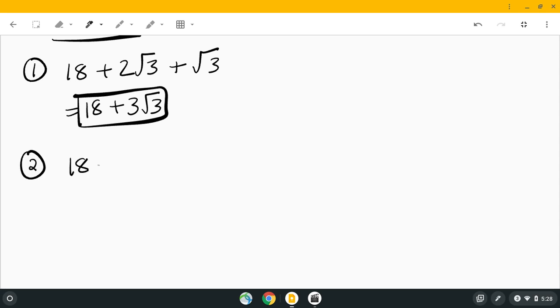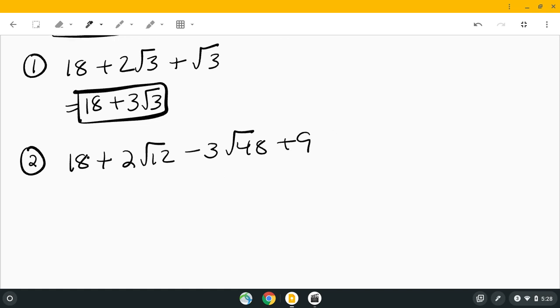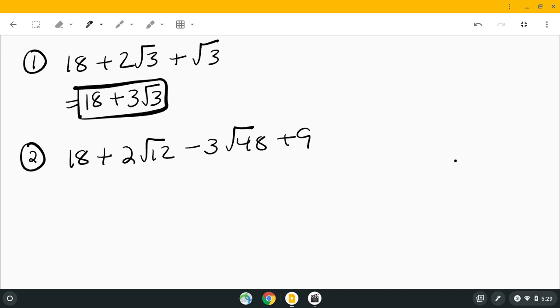Suppose we have this: 18 plus 2 square root 12 minus 3 square root 48 plus 9. We have 4 terms, 1, 2, 3, 4. You might be looking at this thinking, okay, 18 and 9 are the only things that are like terms. At first glance, it might look like that is true. But if you look a little closer, this here can be simplified, and same thing with this square root 12. So let's go off to the side and simplify those.